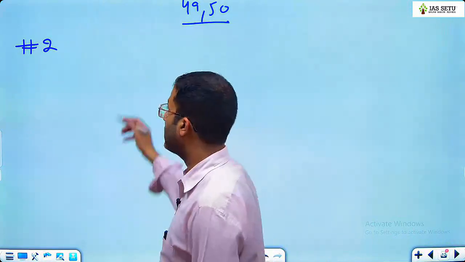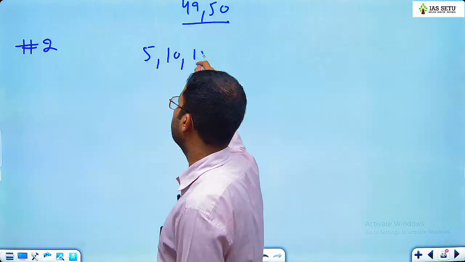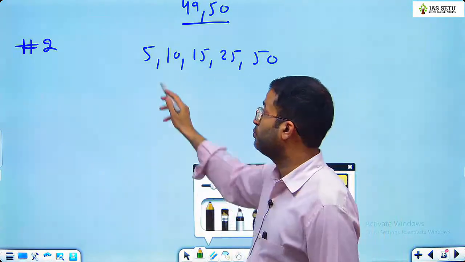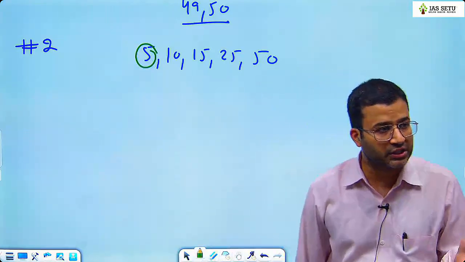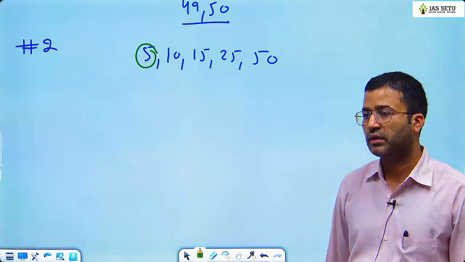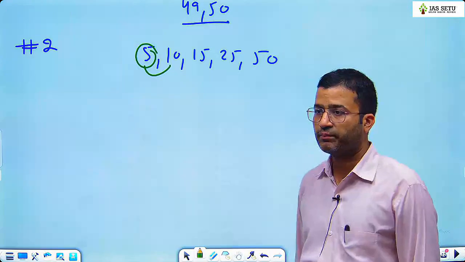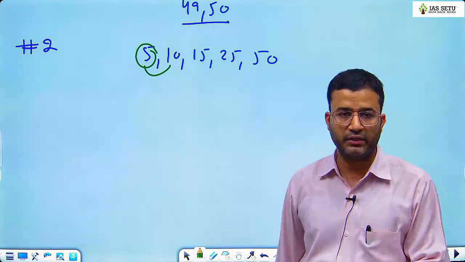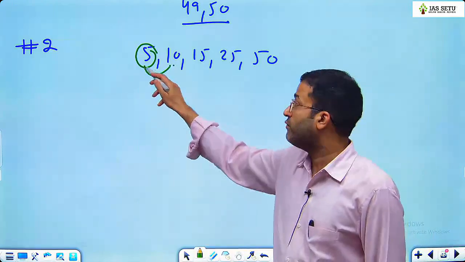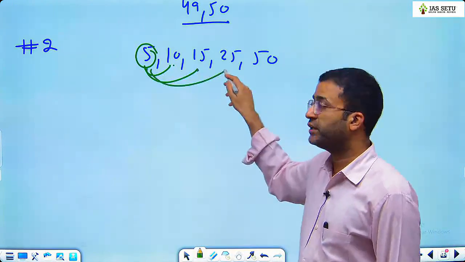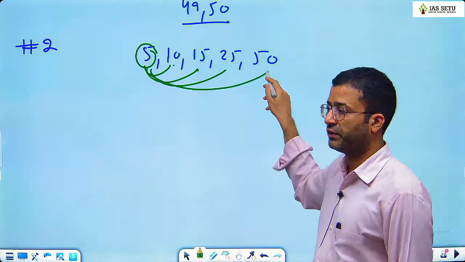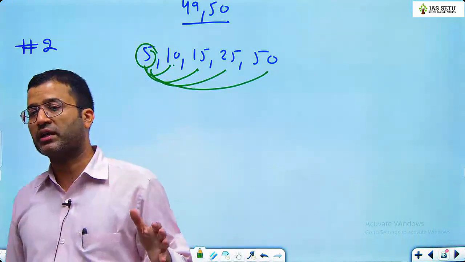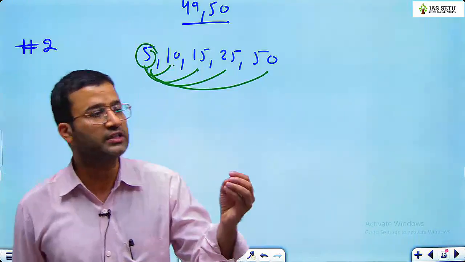If you find numbers like this: 5, 10, 15, 25, 50. If the smallest number is a divisor of all the remaining numbers, here 5 is a divisor of 10. Let me tell you, factor and divisor both are the same. Divisor which can divide. 5 can divide 10. 5 is a divisor of 15. 5 can divide 25. 5 can divide 50. So here if the smallest number is a divisor of all the remaining numbers, then the smallest number itself is the HCF.